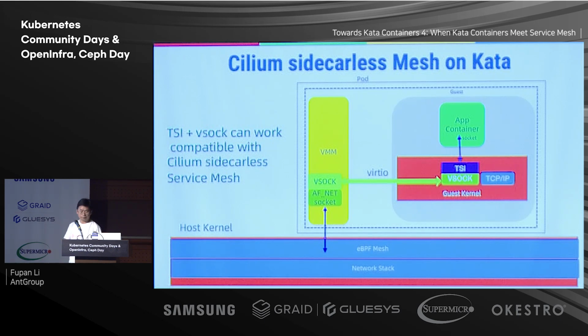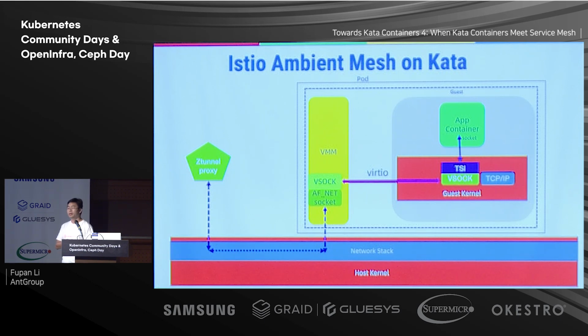How about the H2 ambient mesh on Kata? As we know, the H2 ambient mesh will split the sidecar into two parts. One is the tunnel, and the other is the waypoint. The tunnel is on the node. There's only one tunnel daemon set on one node, and there are no more sidecars. So all of the pods have to communicate or send data to the tunnel, and the tunnel will send this data out.